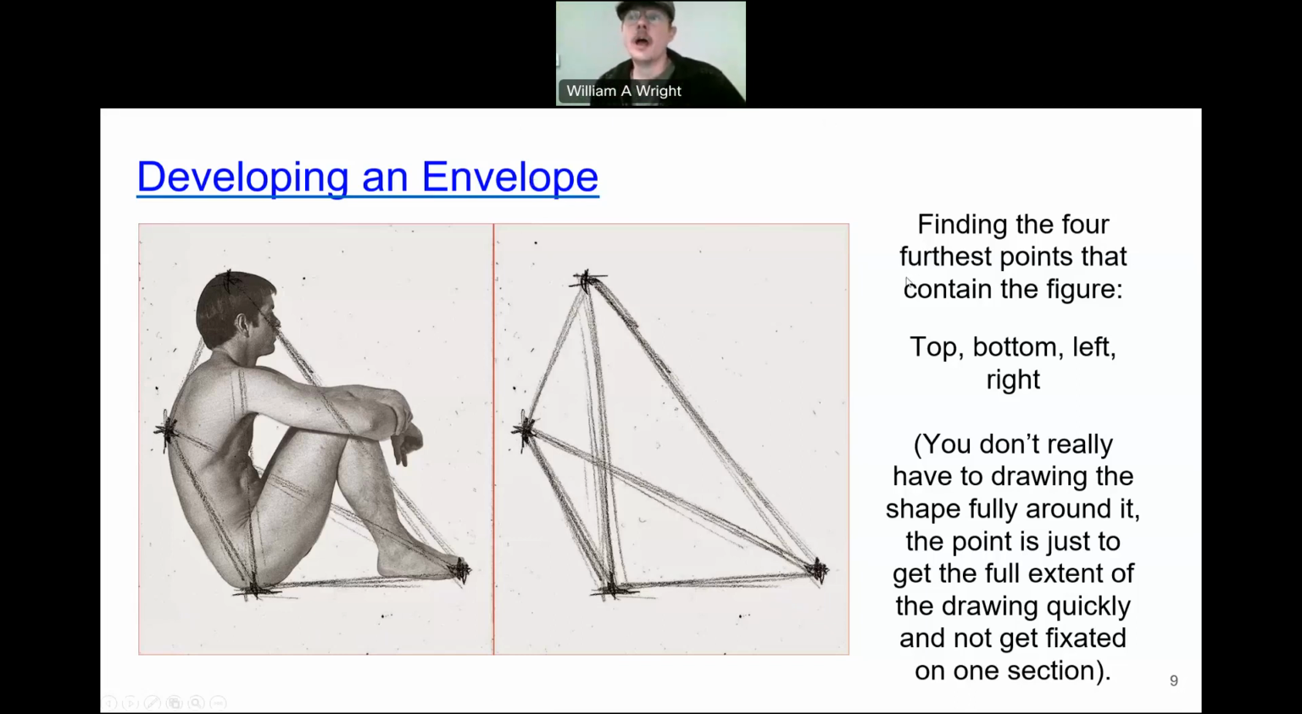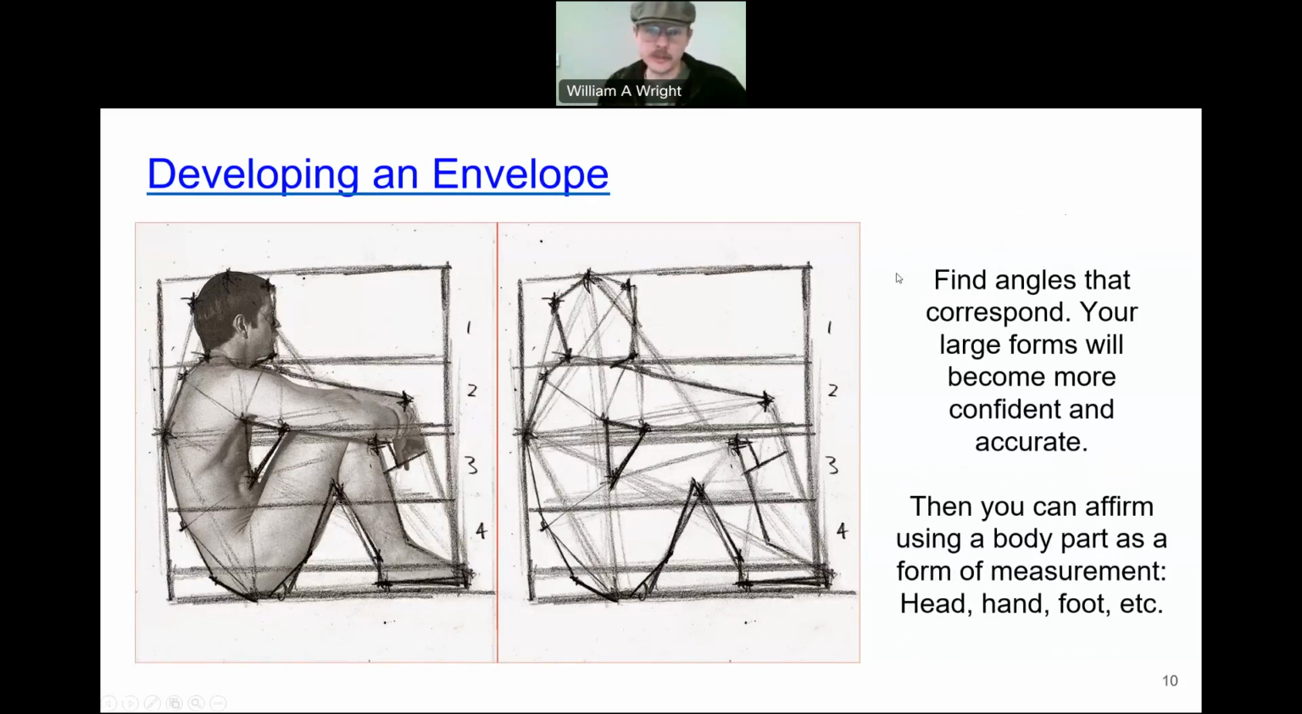Now, that's the full thing. And then the next part of developing the envelope, or developing the fullness of the shape, don't get caught up on the wording, develop the envelope. Just think about, like, you're starting with the axes, contrapposto, then getting the fullness of the shape all in one quick go. These all fit into the first 20 or 30 seconds of your drawing. What you're going to do, from here, in order to start detailing and getting proportions more accurate, you're going to find angles that correspond. Your large forms will become more confident and accurate if you can compare the thigh to the calf, and then the thigh to the torso, and then the torso to the shoulders, and the upper arm to the shoulder.